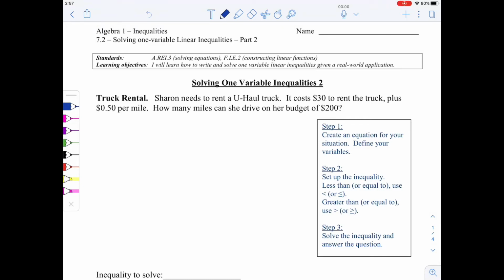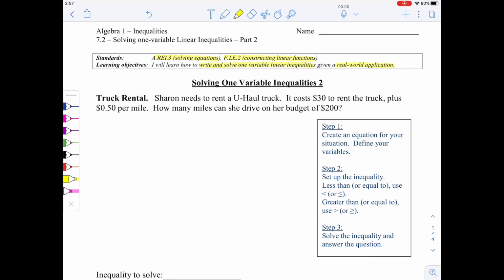Welcome everybody, solving one variable inequalities part 2. Okay, let's go over some of the things we're going to cover during this section. We'll be solving equations, inequalities, and then constructing linear functions. You'll learn how to write and solve one variable linear inequalities given a real world application.